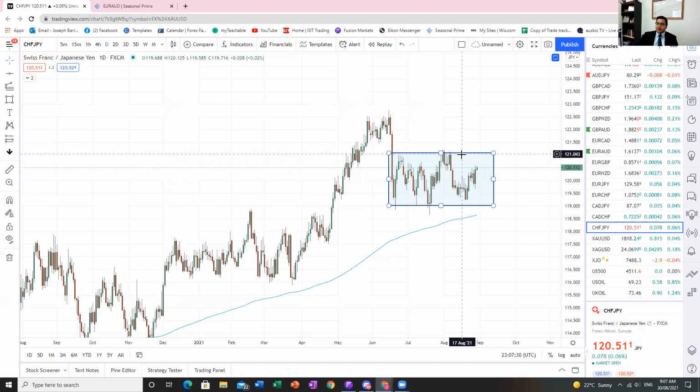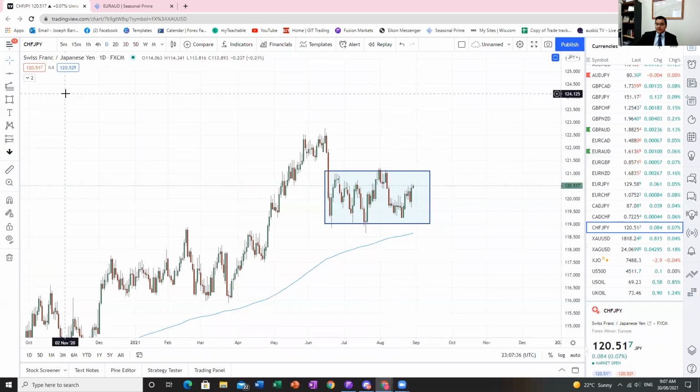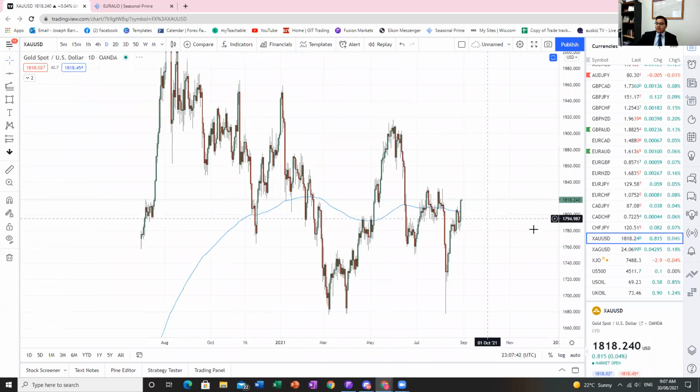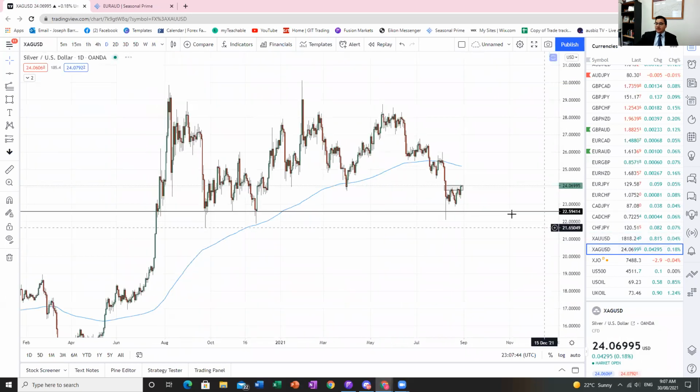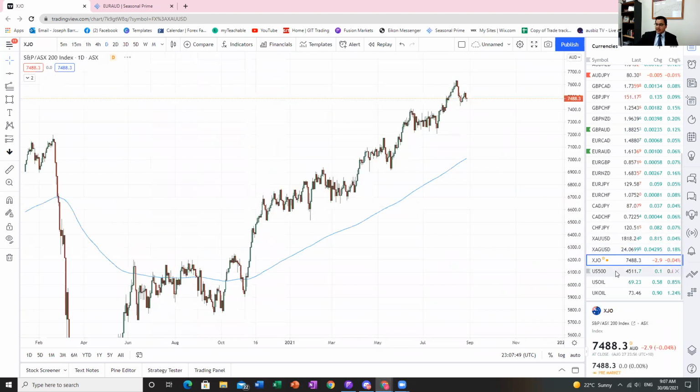I want to see that consolidation break to the upside, or to the downside, provided it goes under the 200, and then we look for a short. But if it continues to the upside, we want to see the break and retest of this level here. Right now, I'll probably just sit on my hands for this one. Gold, nothing yet. Silver, nothing yet. And that's it.